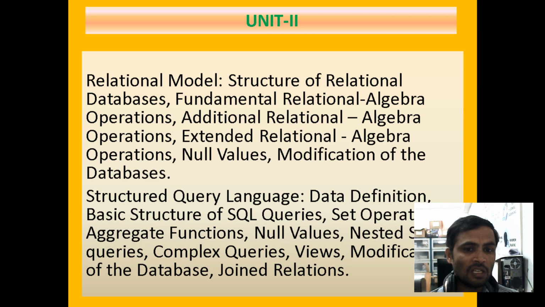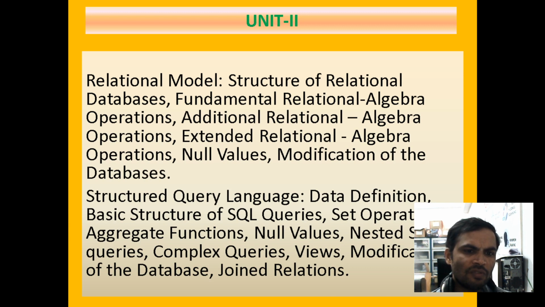Under the second unit, relational algebra operations are categorized into three types: fundamental relational algebra operations, additional relational algebra operations, and extended relational algebra operations. Most students get confused: the extended ER features are different, and extended relational algebra is different. Under the extended relational algebra, we get the aggregation functions also. Specialization and generalization, the specific attributes of the ER, will not come under this. Under the extended relational algebra, we get only the aggregation functions. Both are different.